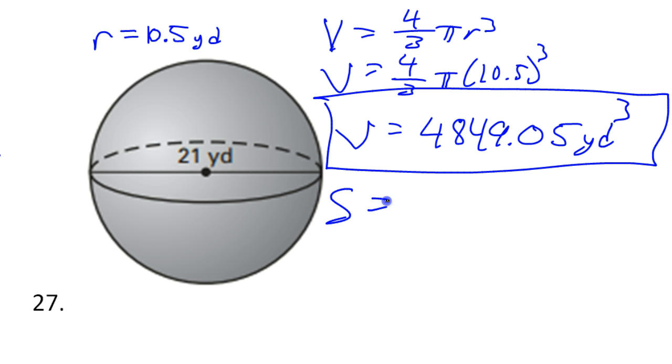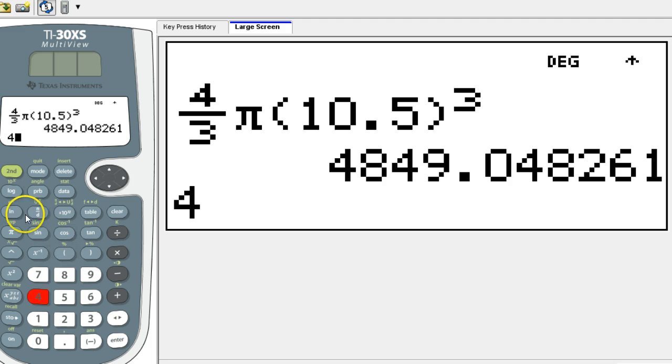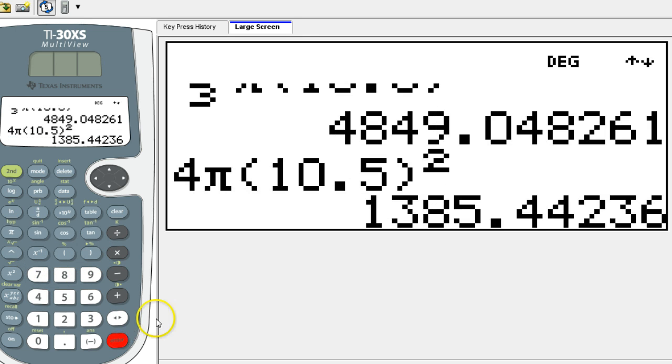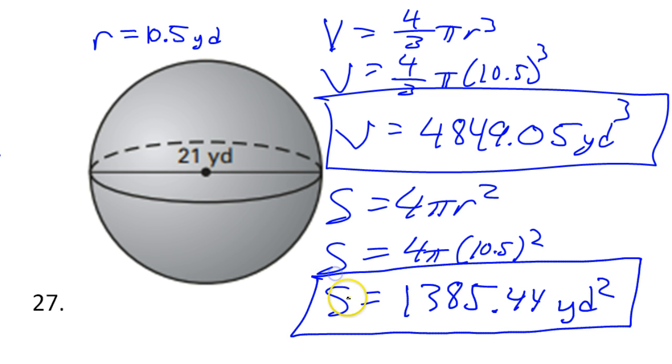Okay, and of course surface area is 4 pi times the radius squared. So that's 4 pi times 10.5 squared. So that's 1,385.44 yards, square yards. All right, so that's number 27.